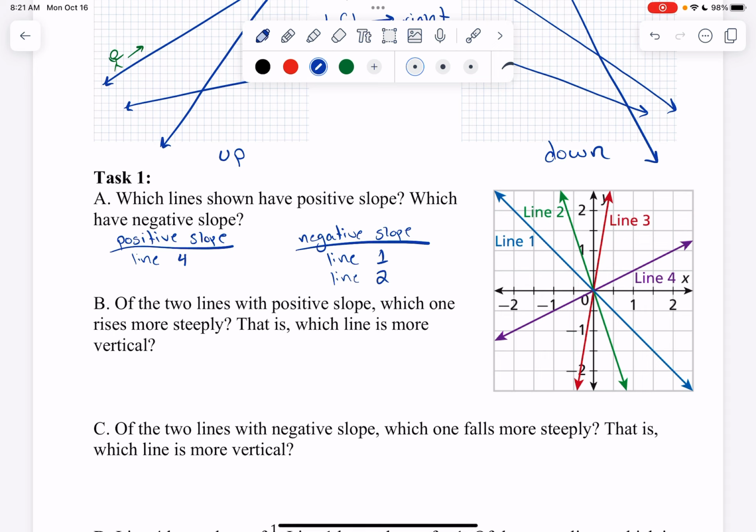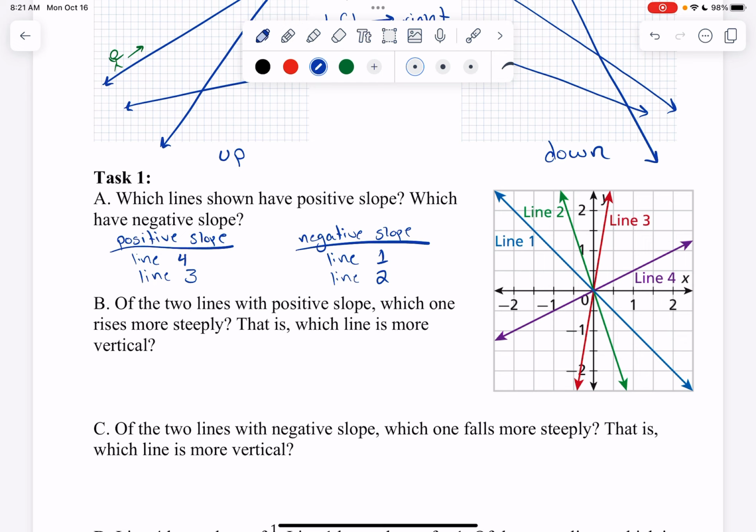Line 3, this red guy right here. Again, farthest left side would be right here. Think of that little man. Which way would he be walking? He's walking up, really steep up. So line 3 has a positive slope. So we have two with a positive slope, lines 3 and 4, the purple and the red, and two with a negative slope, lines 1 and 2.